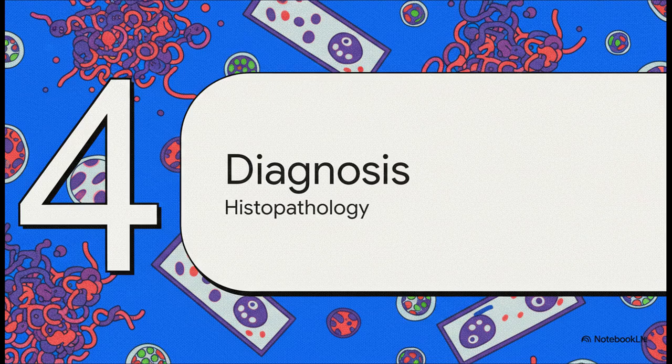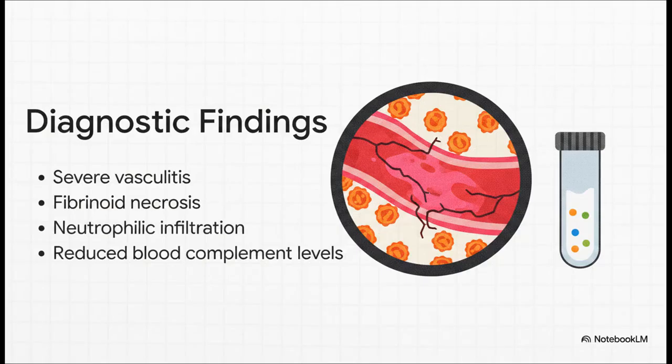Okay, Section 4, Diagnosis and Histopathology. If you're a medical student or studying for the NEET PG, listen up, because these findings are absolute gold. Under the microscope, you are going to see severe vasculitis. You absolutely must look for fibrinoid necrosis. That is a high-yield, massive trigger word for board exams. It indicates severe vessel wall destruction.